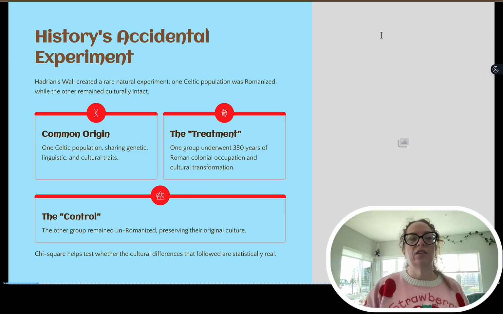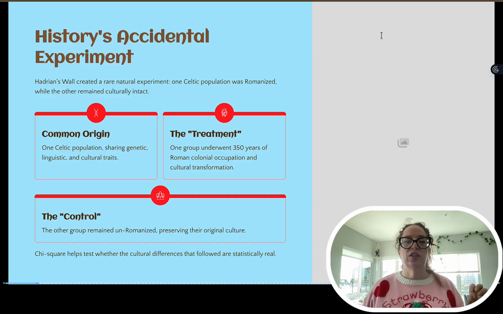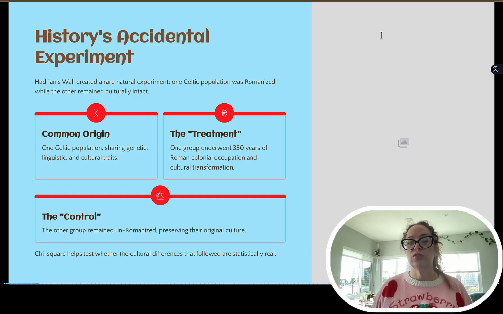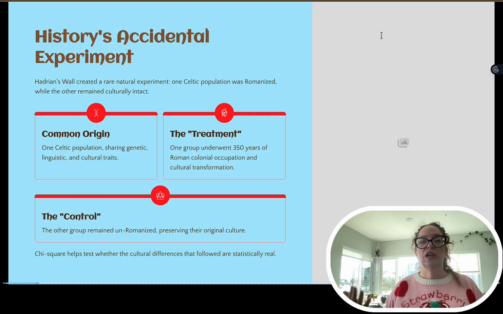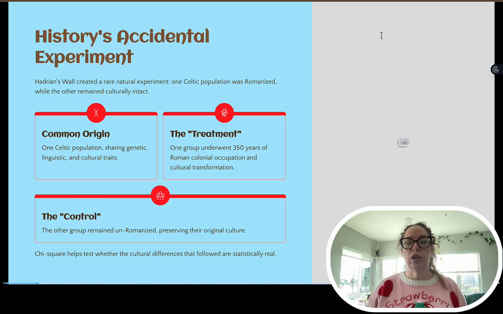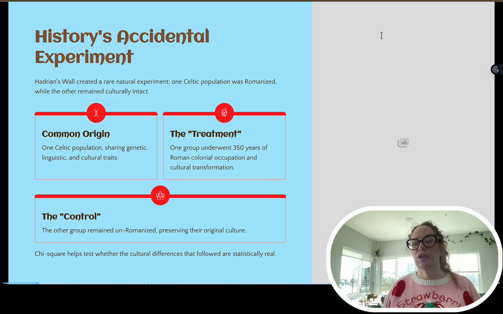I know we talked about this in the Germany video, but this doesn't mean that a natural experiment is perfect. Natural experiments never are. There were some geographical differences between the lowlands and the highlands. The historical timing isn't identical. The Scots-Irish had some exposure to Roman influence through trade and Christianity later on, even without direct conquest. So the treatment wasn't uniform, right? Different parts of Roman Britain were more heavily Romanized than others.